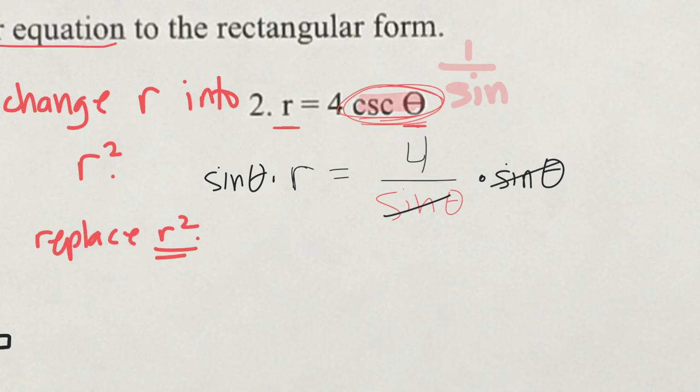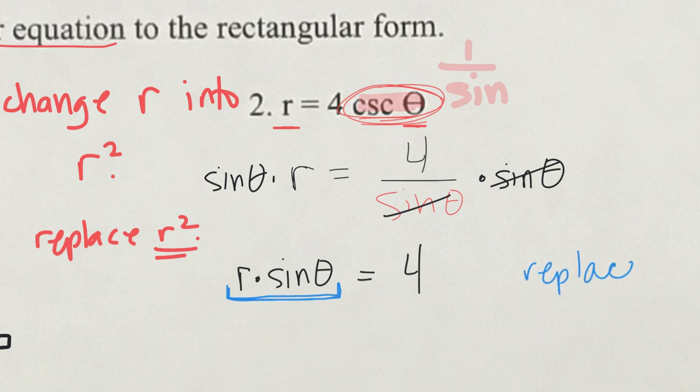Now, I know over here it says sine times r, but I'm just going to write it in this order because multiplication is commutative. So sine of the angle times r is the same as r times the sine of the angle. Well, that's wonderful because now I have created something that I can replace. What can I replace r sine theta with? I can replace it with y. So this is the equation of y equals 4.